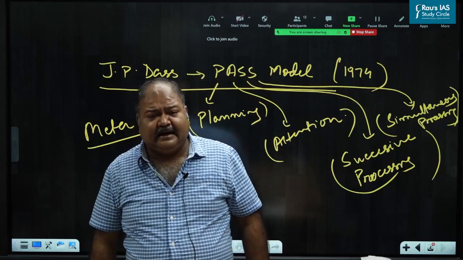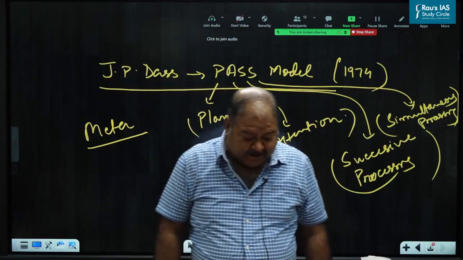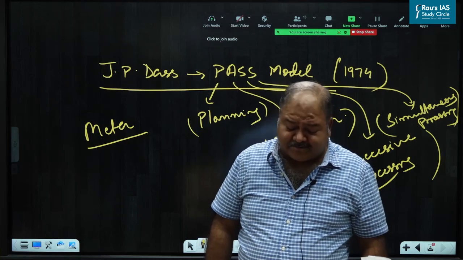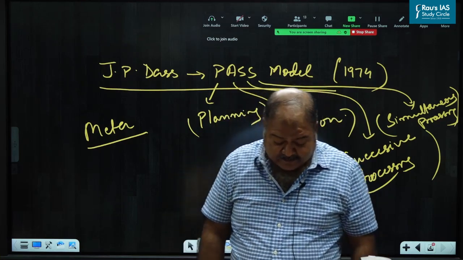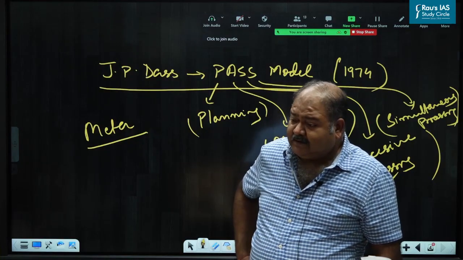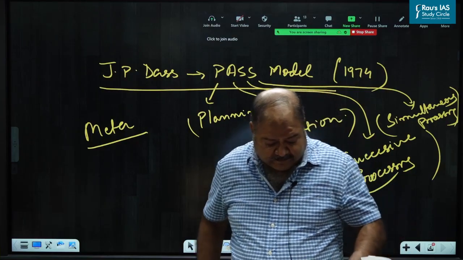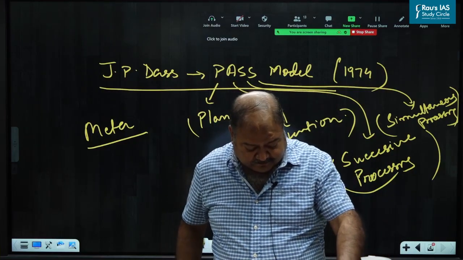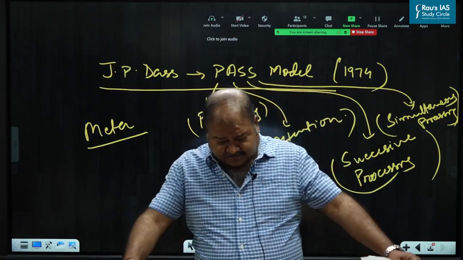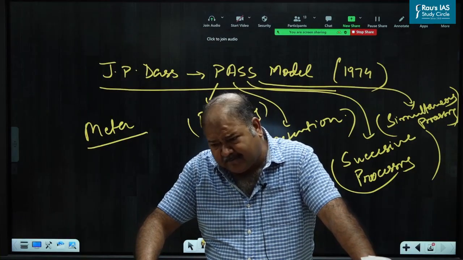And in planning stage, the planner decides whether the problem will require serial or parallel processing.